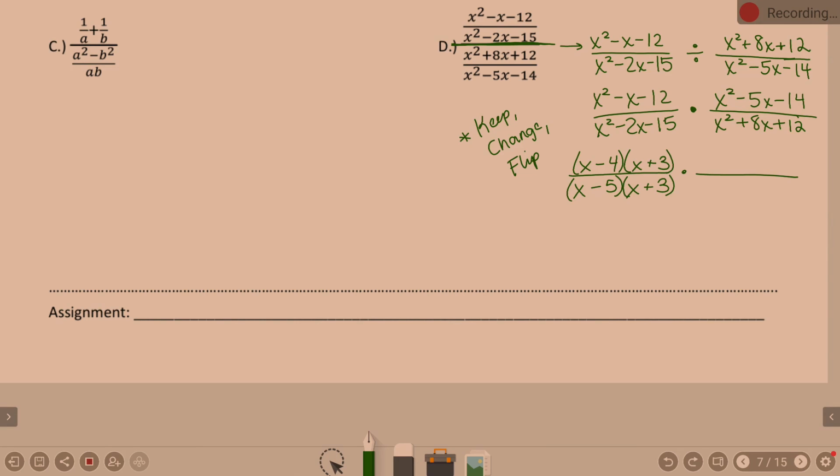x squared minus 5x minus 14. x and x. Minus 7, plus 2. Multiplies to be negative 14, adds to be negative 5. And x squared plus 8x plus 12. x and x. Plus 6, plus 2 will multiply to be 12 and add to be 8.